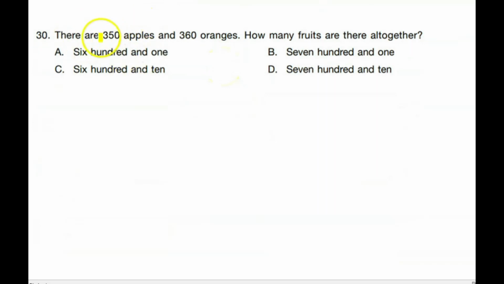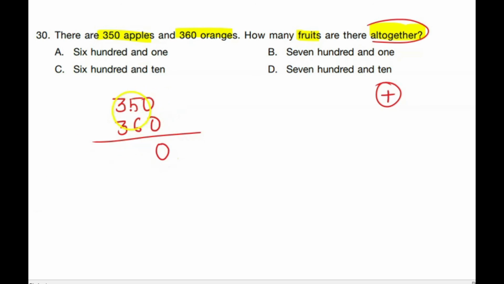There are 350 apples and 360 oranges. How many fruits are there all together? So what do we do, kids, when it's all together? Yes, we add. So 350 apples plus 360 oranges. 0 plus 0, 0. 5 plus 6 is 11, carry over 1. 3 plus 3 is 6 plus 1, 7. 710. Where is 710 written? 701? No. 710. For 30, option D is correct.